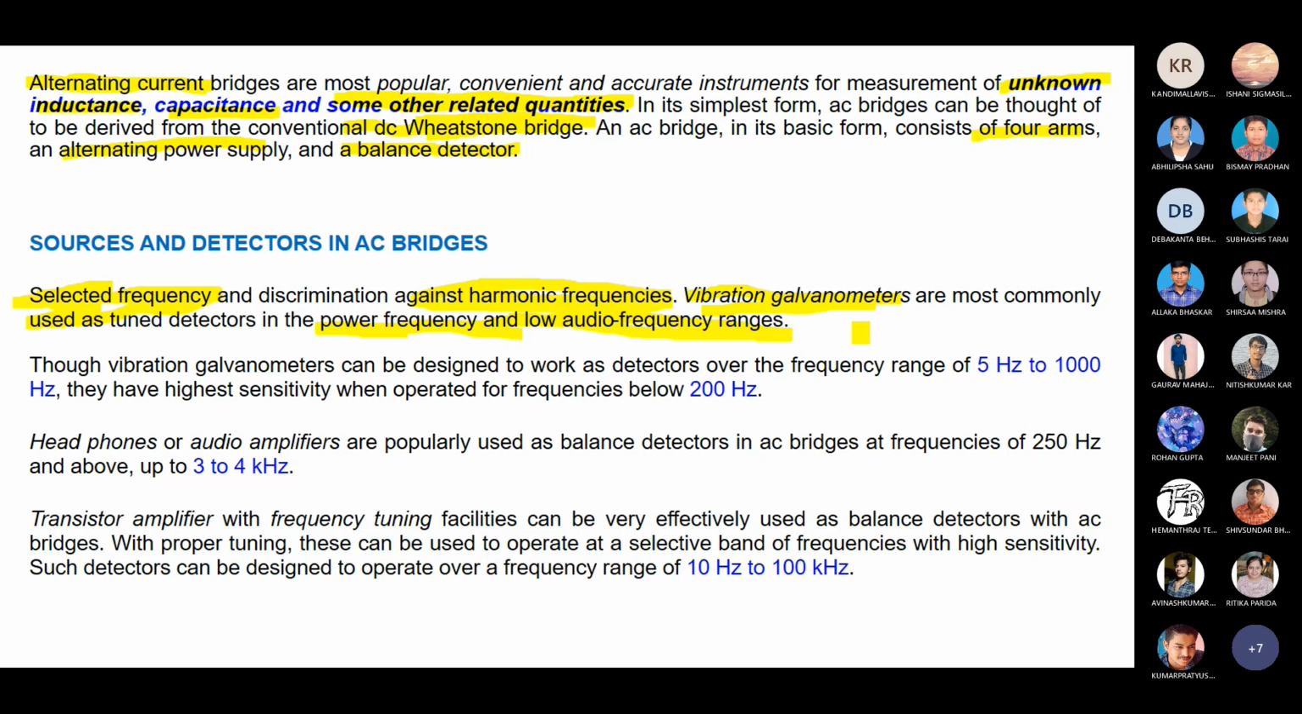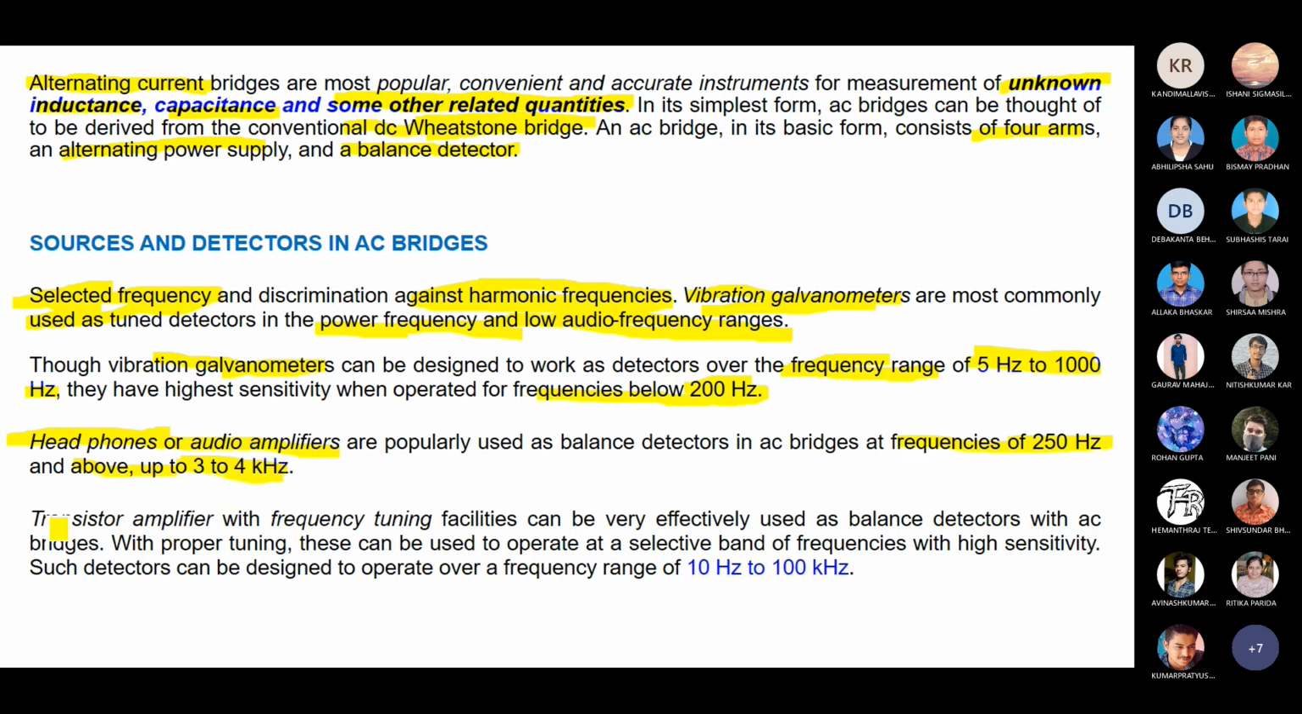Second, what are the ranges? A vibration galvanometer can be designed to work as a detector over the frequency range 5 Hz to 100 Hz maximum. They have high sensitivity and operate at frequencies below 200 Hz. But if you want a more accurate one, what do you need to use? You can use headphones or audio amplifiers, up to 3 to 4 kilohertz. So the popular balance detector in AC bridges for frequencies 250 hertz and above is up to 3 to 4 kilohertz.